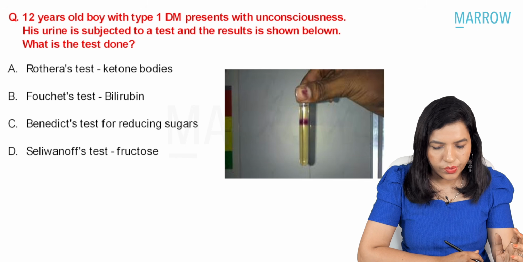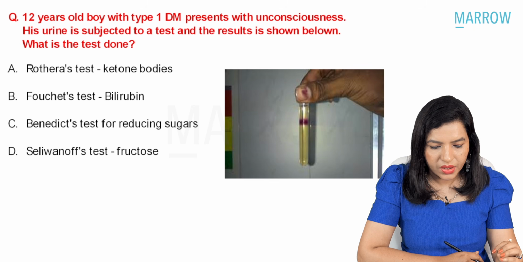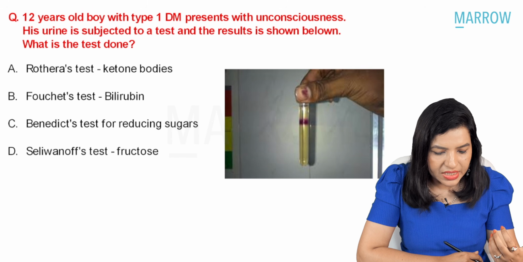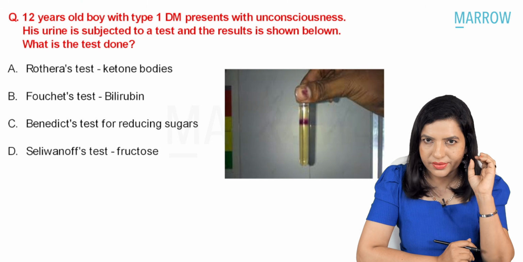A 12-year-old boy with type 1 diabetes mellitus presented with unconsciousness. His urine is subjected to a test. The result is shown below. Okay, what is the test done here?